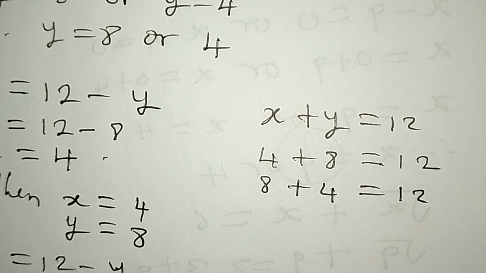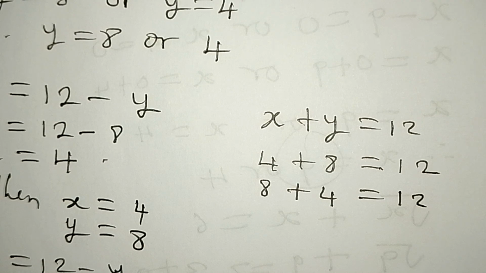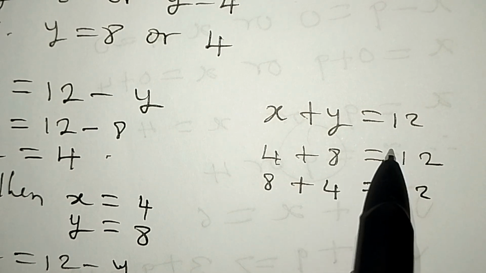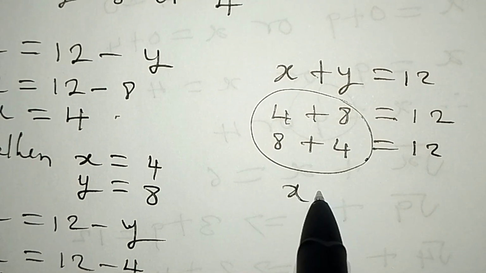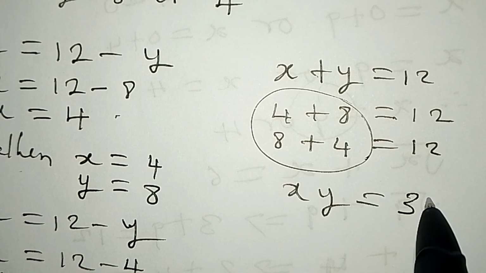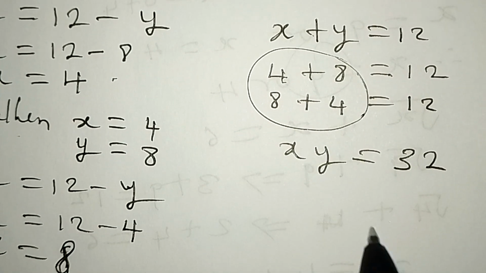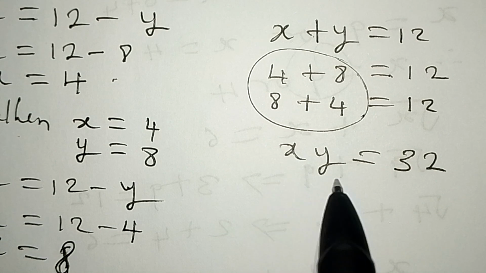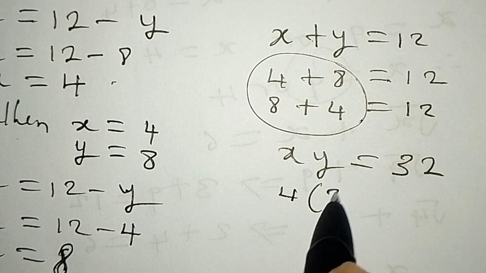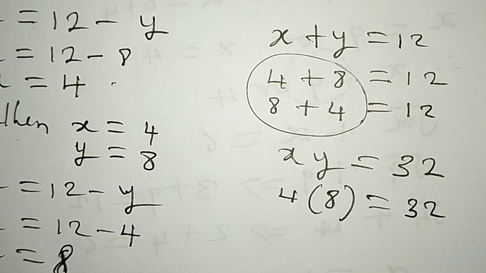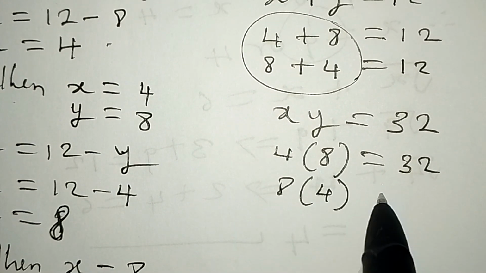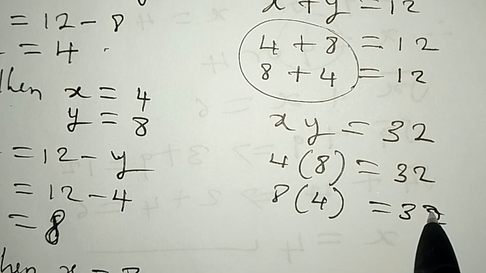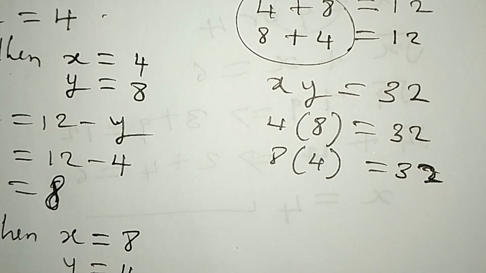Remember, when you're adding, the order does not matter. The one that comes first does not really matter. So that's what is happening over there. And if you go to the second one, when you have xy equal to 32, you will also see that if you put x as 4, it's going to be 4 multiplied by 8, and it's giving us 32. If you have 8 multiplied by 4, it will still give 32. And this is what we are trying to explain in our solving.